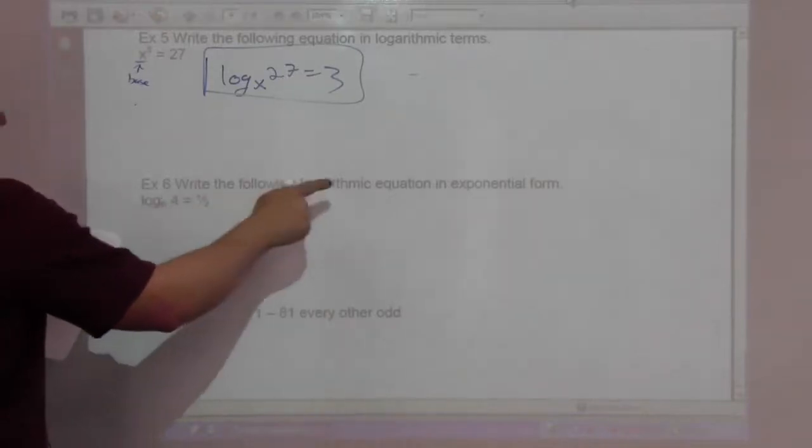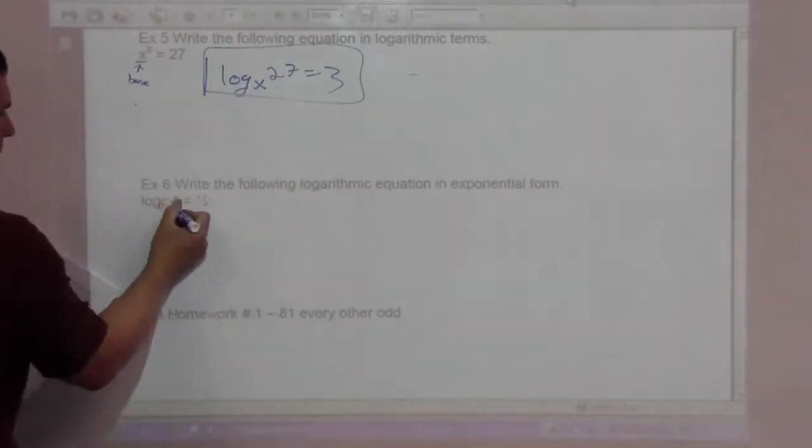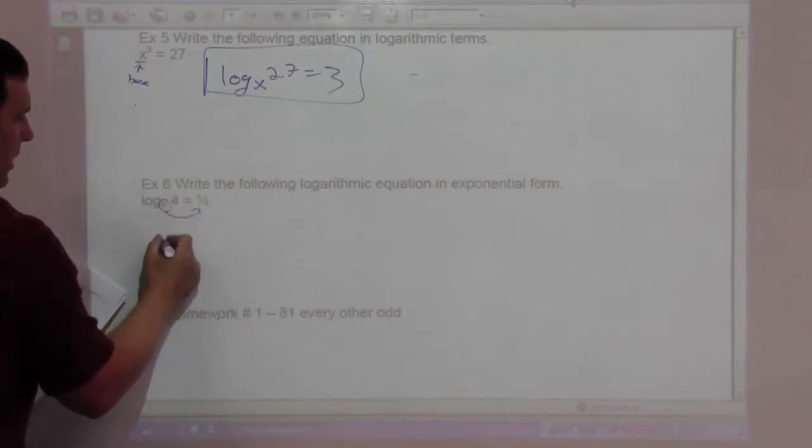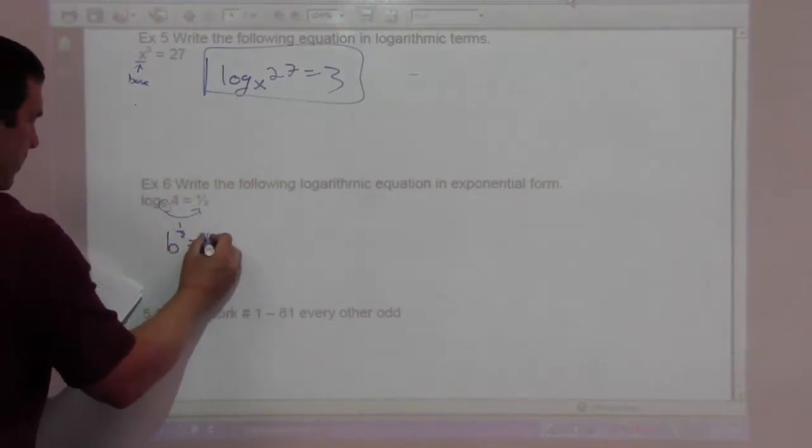Next one, write the following in exponential form. Here's your base. Your base to that power makes this number. So b to the 1/2 equals 4.